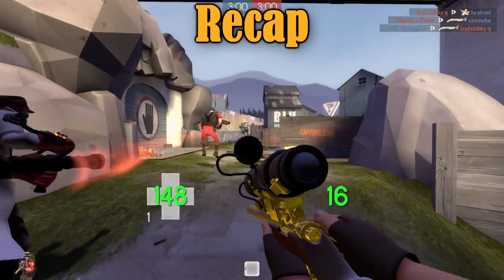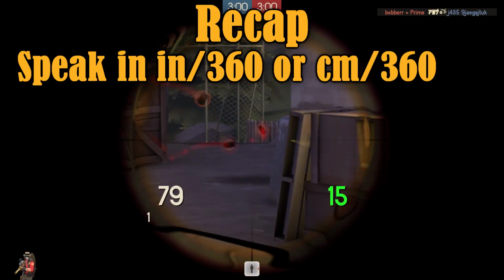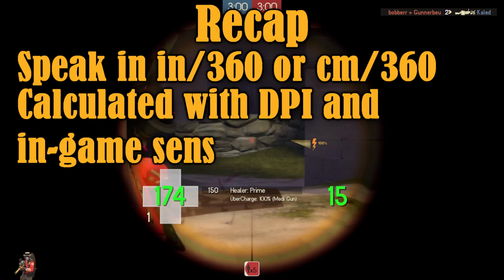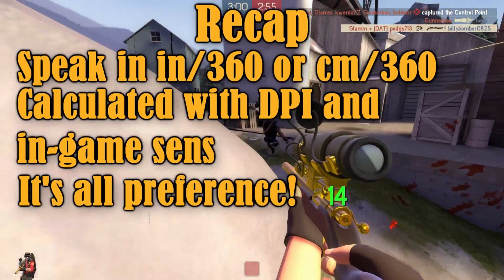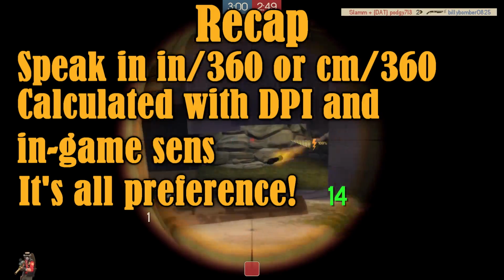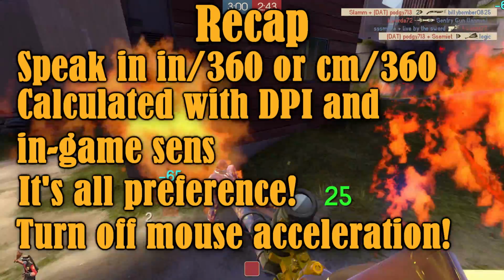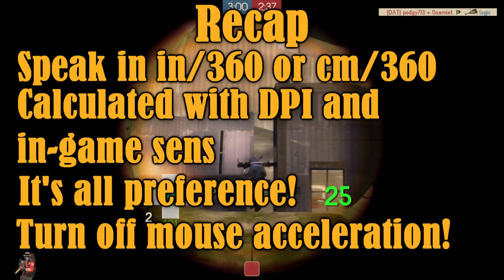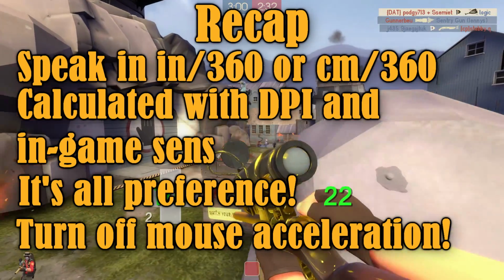So a quick recap, sensitivity is usually spoken in terms of inches per 360, or centimeters per 360, depending on where you live. Your sensitivity is going to be based off of your DPI setting and your in-game sensitivity. Your sensitivity is preference. Do not let people tell you what is best for you. It is all about what you believe is best for you. However, the one thing that will be better off for you is turning off mouse acceleration, and you will become a better sniper in the long run if you turn it off. Being aware of all of these things will keep your aim consistent, and once you get these settings down, you will be able to build up and worry about more complicated sniping things.